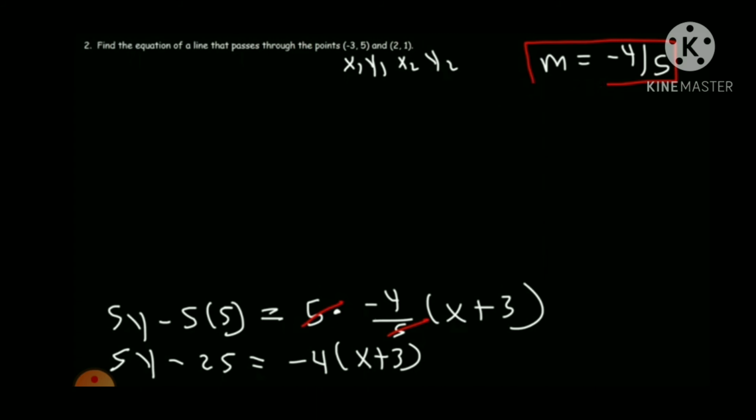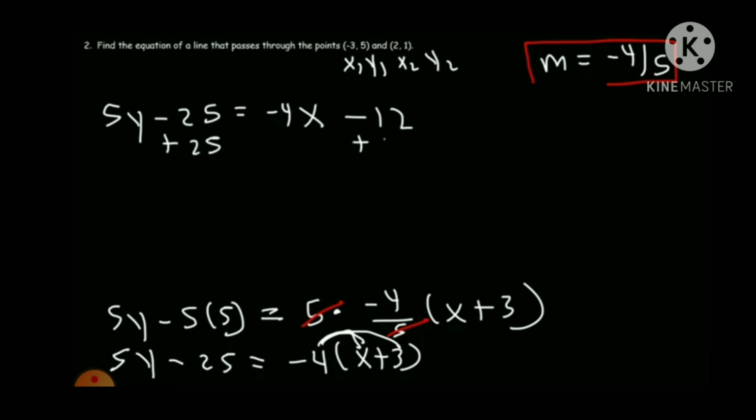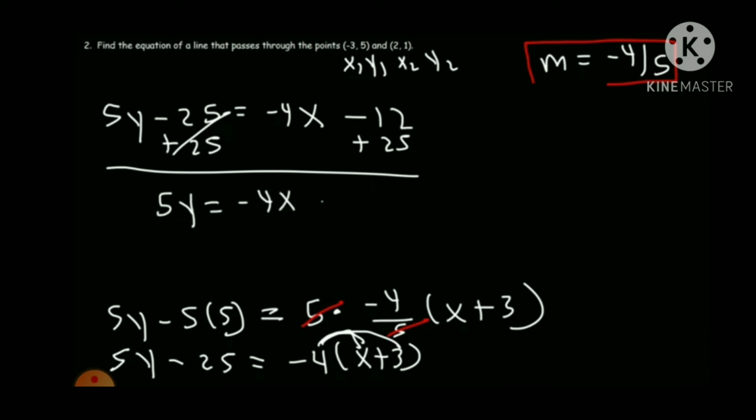So now our next step is to distribute the negative 4 to x plus 3. So we're going to have 5y minus 25 is equal to negative 4x, and then negative 4 times 3 is negative 12. Now the next thing we need to do is add 25 to both sides. So we're going to get 5y is equal to negative 4x plus 13.